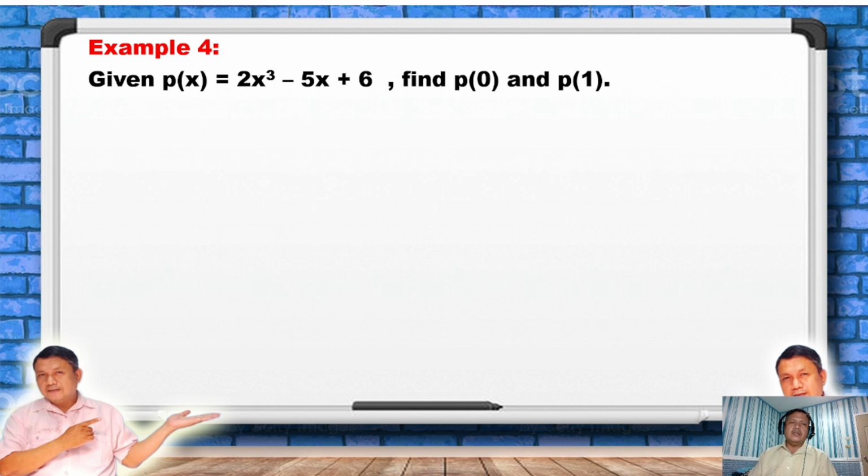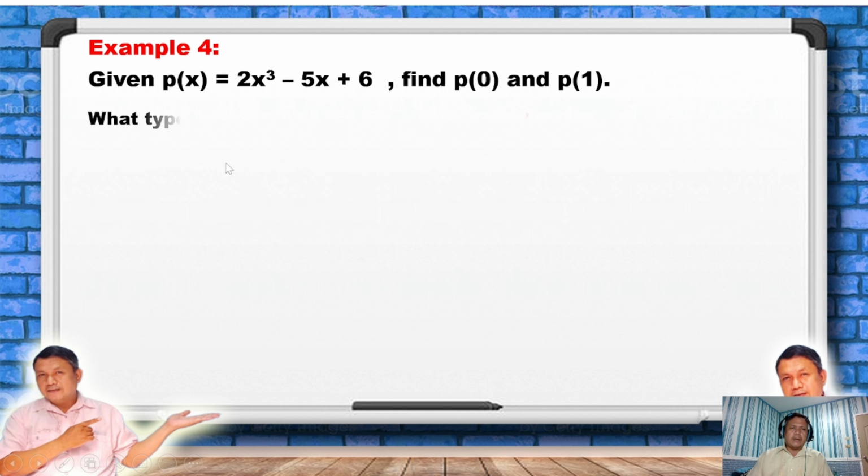Example number 4, given that p of x is equal to 2x cubed minus 5x plus 6, find p of 0 and p of 1. Okay, ano napansin niyo po? Yes, dalawa na ang hahanapin natin. So, since dalawa po yung binanggit sa ating problem, find p of 0 at saka p of 1. What does it mean? Yung lahat ng x natin sa unang example, papalitan natin ng 0. At sa second example, papalitan naman natin ng 1.